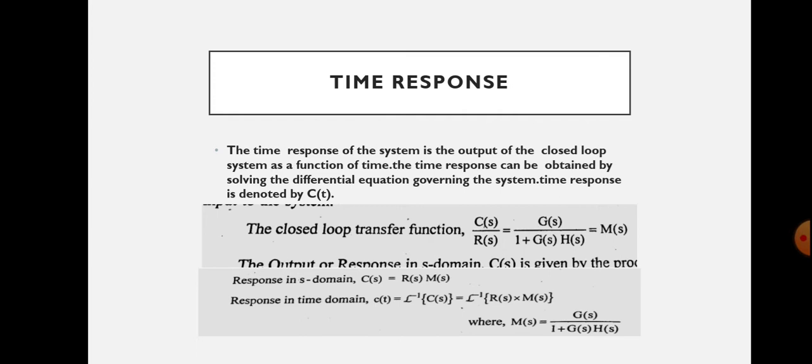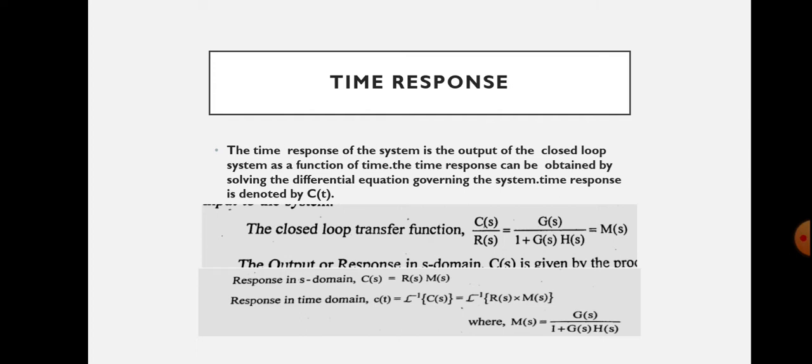Today we will discuss the topics in second module, and the first topic is time response. The time response of a system is the output of the closed loop system as a function of time, and the time response can be obtained by solving the differential equation that governs the system, and the time response is denoted by C of t.